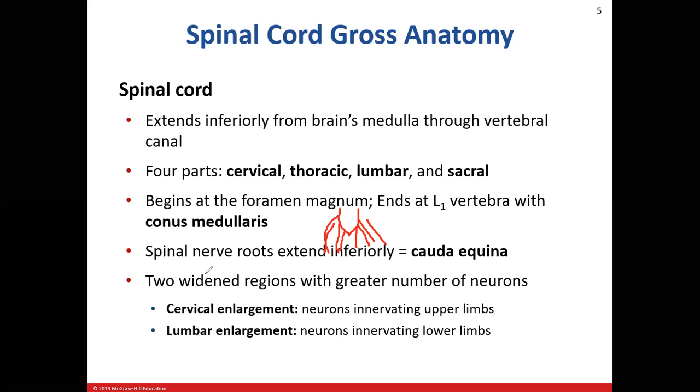Throughout the spinal cord, we're going to have two widened regions with a greater number of neurons. And this is going to be where we have a lot of our plexus and nerves coming off of the spinal cord that go into our extremities. So we're going to have the cervical enlargement, and these are going to be the neurons that innervate the upper limbs. And then we're going to have the lumbar enlargement, and these neurons innervate our lower limbs.